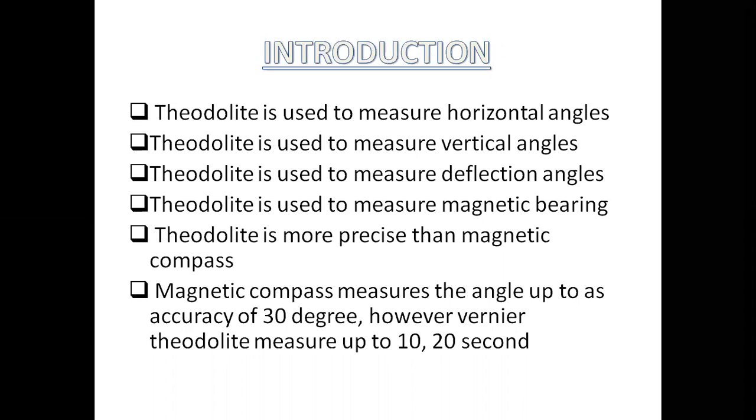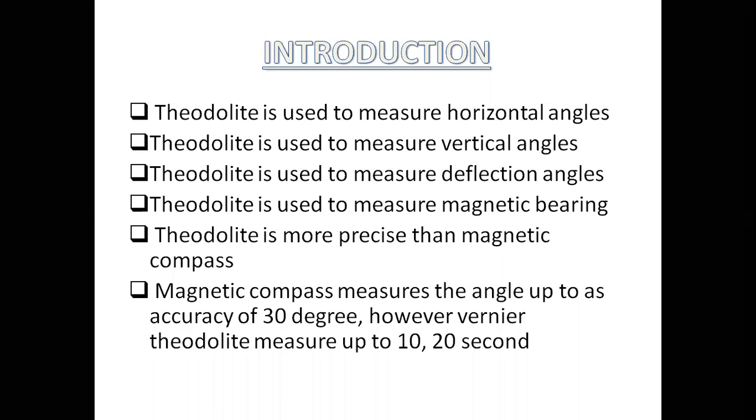Also the theodolite can be used for the deflection angle. What is meant by deflection angle? Deflection angle means the deviation angle of anything, any ray, or you can take a river that deflects by some angle, then that angle is called a deflection angle. For measuring the deflection angle, the theodolite can be used.